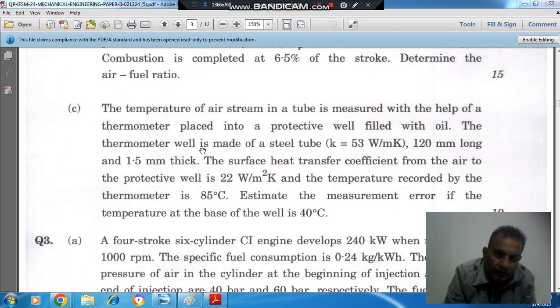The thermometer well is made of steel tube, K is 53 watt per meter per degree Kelvin, 120 mm long and 1.5 mm thick. The surface heat transfer coefficient from the air to the protective well is 22 watt per meter square per degree Kelvin, and the temperature recorded by the thermometer is 85 degrees Celsius. Estimate the measurement error if the temperature at the base of the well is 40 degrees Celsius.